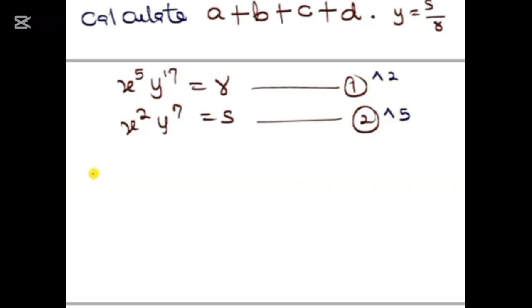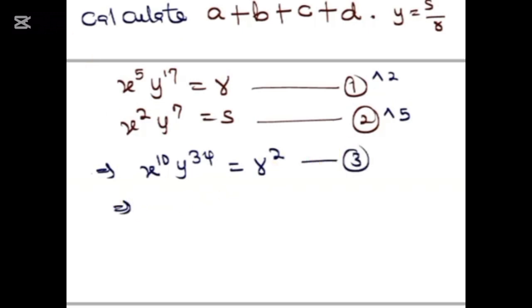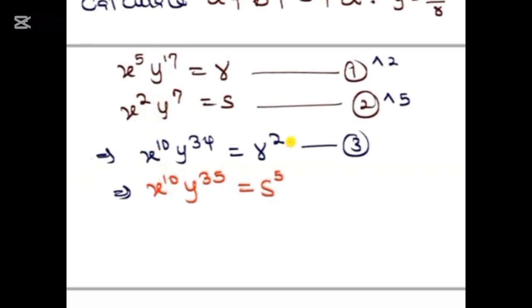and raise equation 2 to the power of 5. If I raise everything in equation 1 to the power of 2, I will have x to the power of 10 and y to the power of 34 equal to r to the power of 2. I can call this equation 3. And if I now raise equation 2 to the power of 5, I will get x to the power of 10, y to the power of 35, and that is equal to s to the power of 5. Remember that the power is going to multiply the already existing powers. At this time, this can be called equation 4.